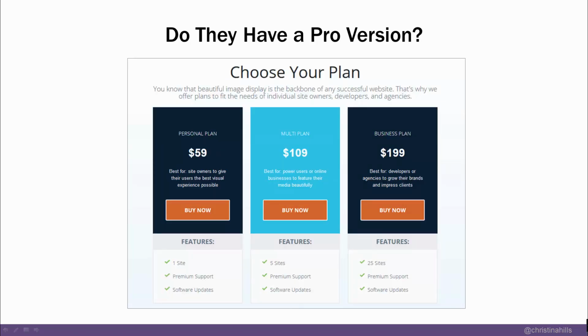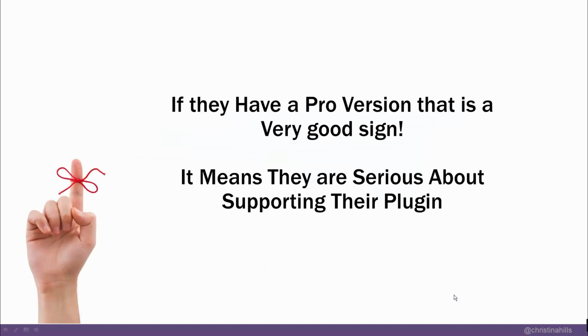And do they have a pro version? So if a plugin developer has a professional version, there's a good chance they're making money and they'll stay in business. I'm not saying you necessarily need to buy the pro version. Sometimes you want to buy it, sometimes you don't. But knowing they have a pro version is a really good sign. So that's my little tip. If they have a pro version, it's a very good sign. That means they are serious about supporting their plugin. They just didn't create it on a whim and then they'll later abandon it.